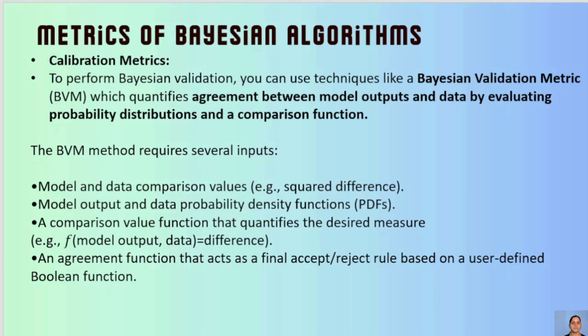What are the data comparison values, guys? That is nothing but your mean square error, root mean square error, mean absolute errors. Those are the differences, the square differences, correct? Then, whatever output we have, we compare with our data distributions, or the probability density functions. Once we have them ready, we create a comparison function and understand the difference. Once we get the difference, we come to an agreement function which will accept or reject the model based on its capabilities. That is nothing but a Bayesian validation metric.